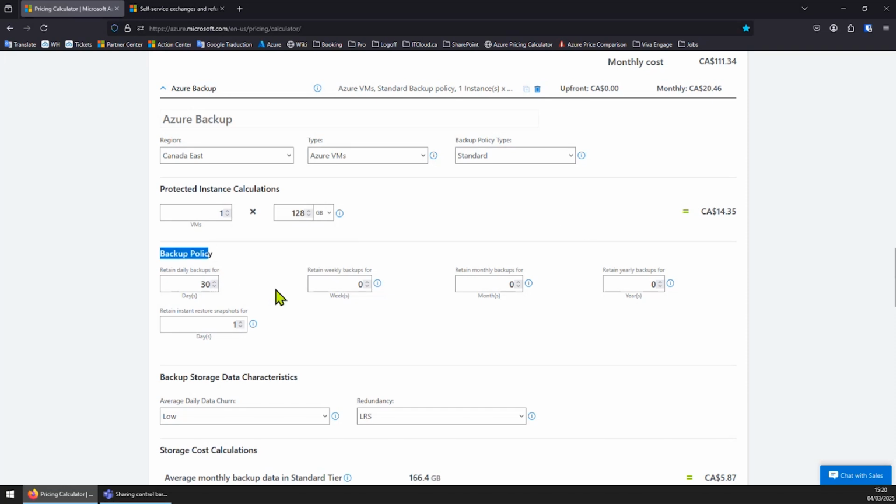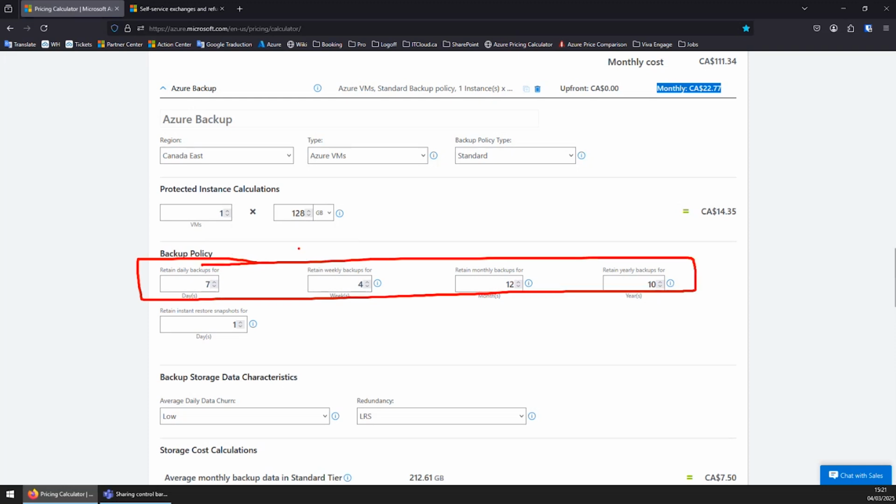The backup policy: we encourage you to have a good discussion with your customer. The basic daily retention is 30 days, but see what happens with the price for 30 days. And if I move, let's play with 7 days, 4 weeks, 12 months, and you know what? 10 years. Holy, the price is not so much higher. Remember, Azure Backup is only storage from archived disk, so the price is very, very cheap. So I encourage you to have a good discussion with your customer about the retention policy.